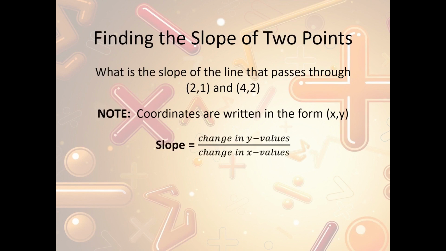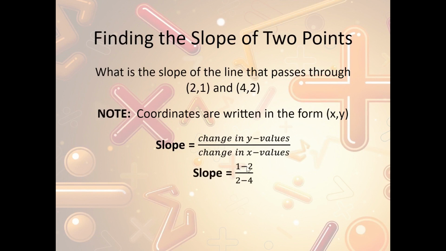So what we're going to do is take these points and subtract the y values and put that as my numerator, and subtract the x values and put that as my denominator. So when I do that, I get 1 minus 2. Those are my y's, so that's my change in y. So my change in y is 1 minus 2, and my change in x is 2 minus 4. So that's change in y over change in x.